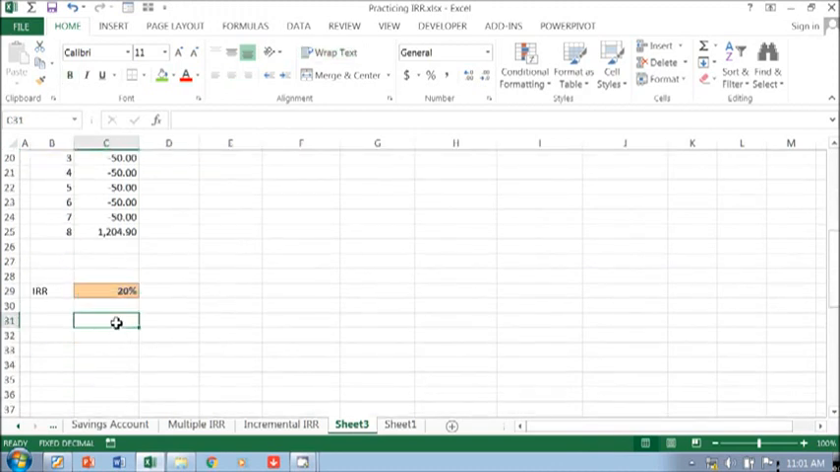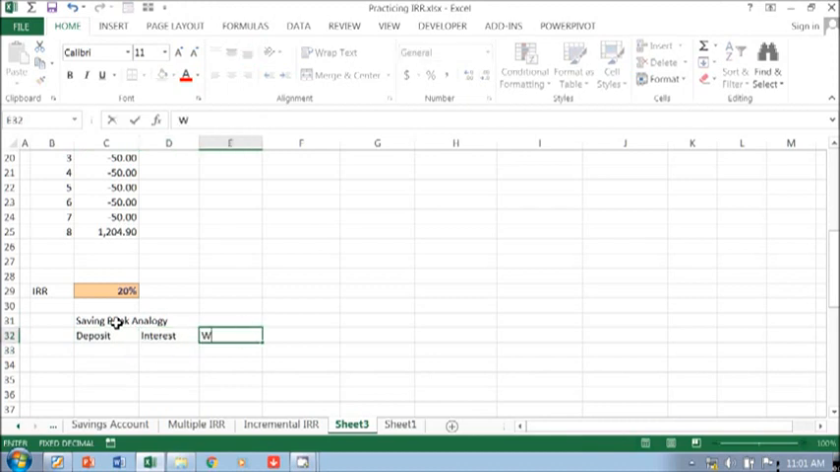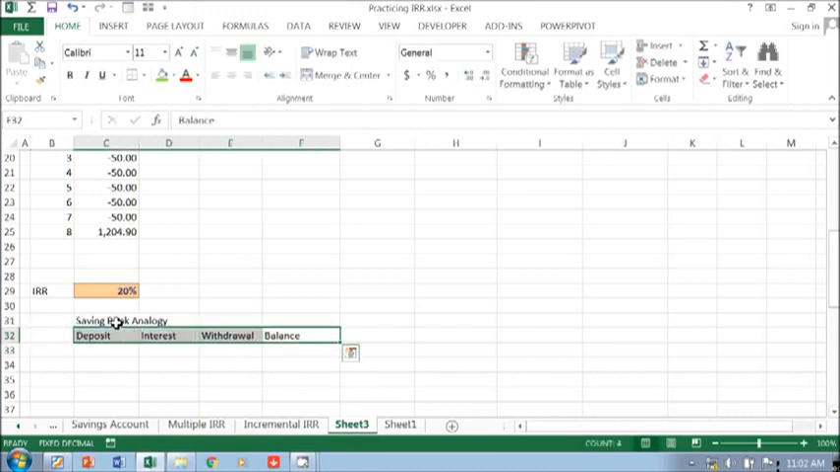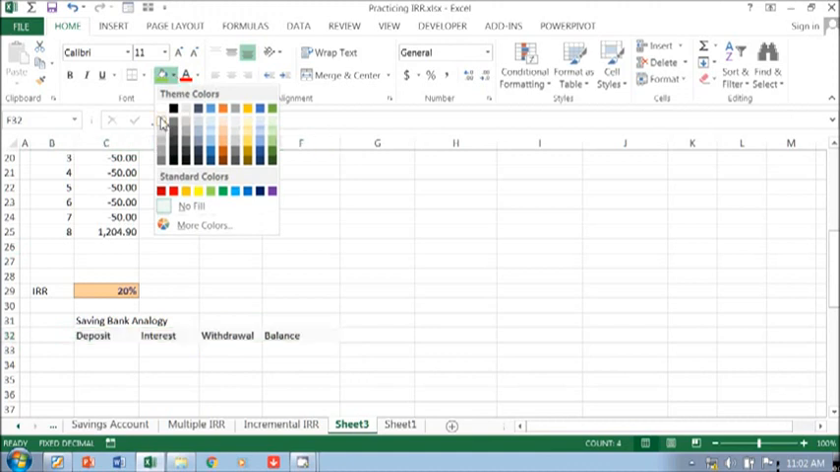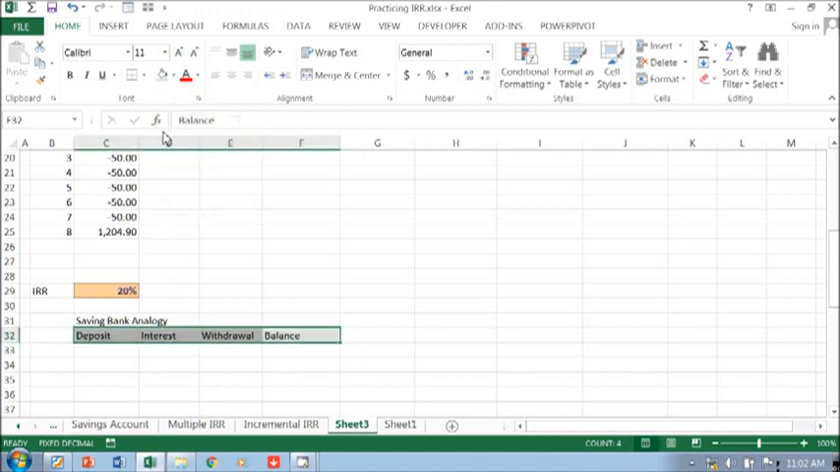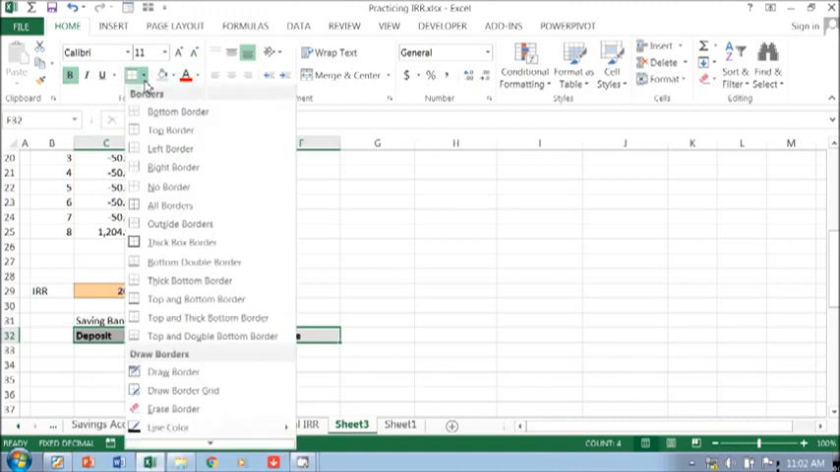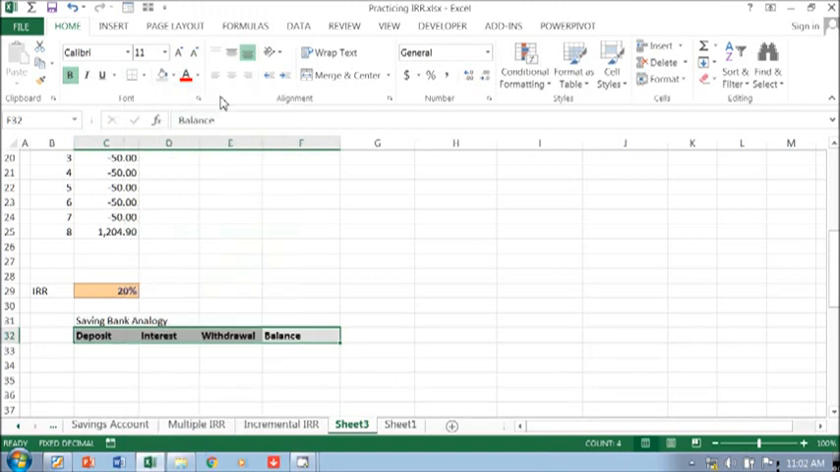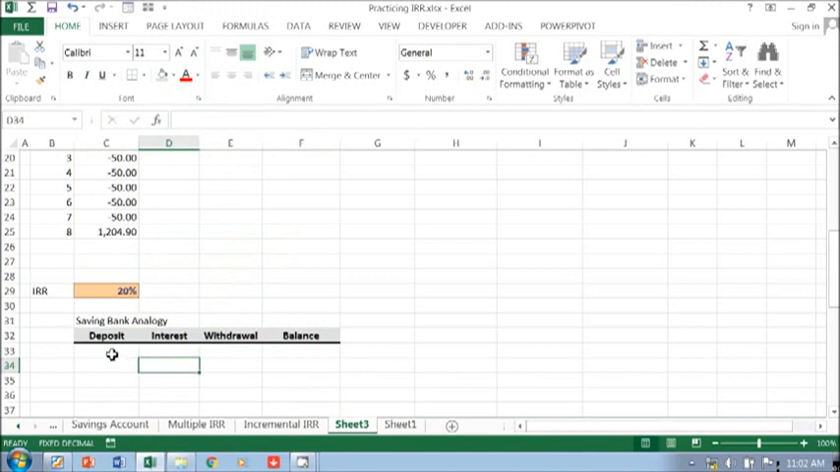You have to remember that in the previous video I already showed that there's a deposit. So this is what I call a saving bank analogy. You have a deposit, you have interest, and then you have withdrawal, and then you have a balance. Let me put a bit of color here, bold it, and then put in the mid. Okay, so this is the deposit.